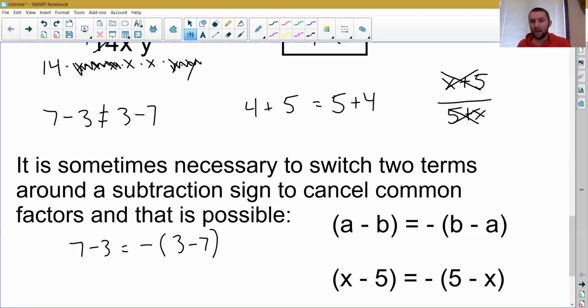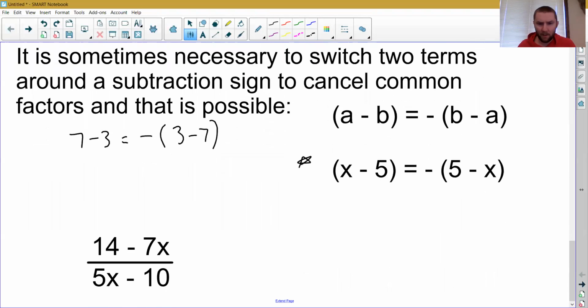So that example in algebra is, here. I have x minus 5, and I can flip those around to 5 minus x. Instead of x minus 5, it's 5 minus x, if I put a negative sign in front of that set of parentheses, okay? Now, it's sometimes necessary to do that so that we can cancel common terms or common factors in a rational expression, right?